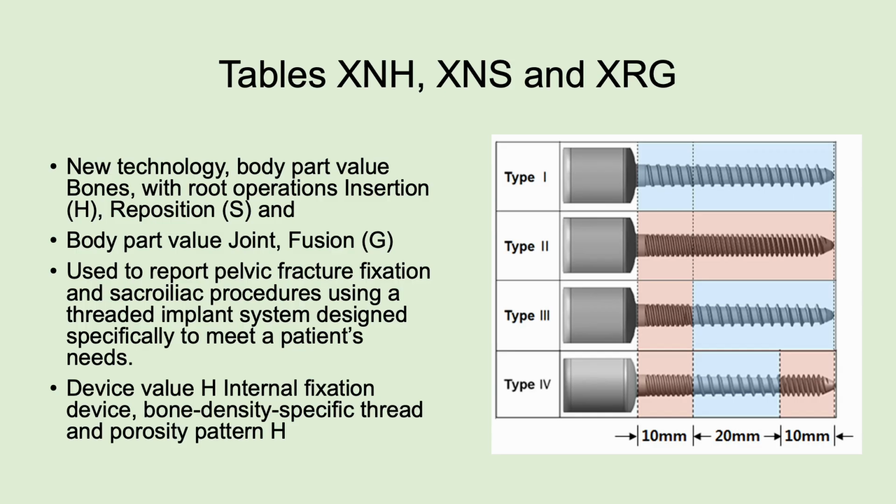So let's look at tables XNH and XNS and XRG. Okay. So this new technology, body part value bones with root operation insertion, reposition, and body part value joint fusion. So different tables. So this is used to report pelvic fracture fixation and sacroiliac procedures using a threaded implant system designed specifically to meet a patient's needs. So this is in bones, and it's in the joints. Okay, and in bones, it's operation insertion and operation reposition.